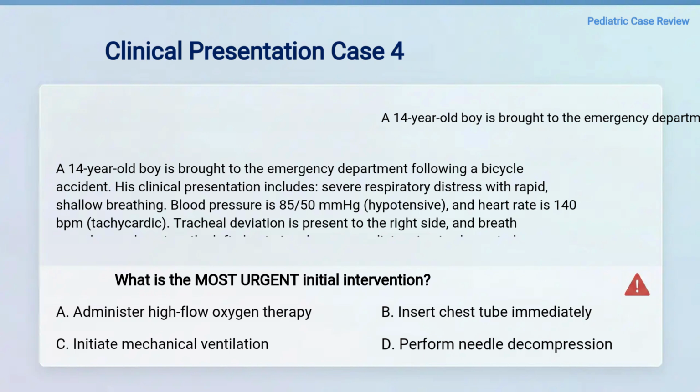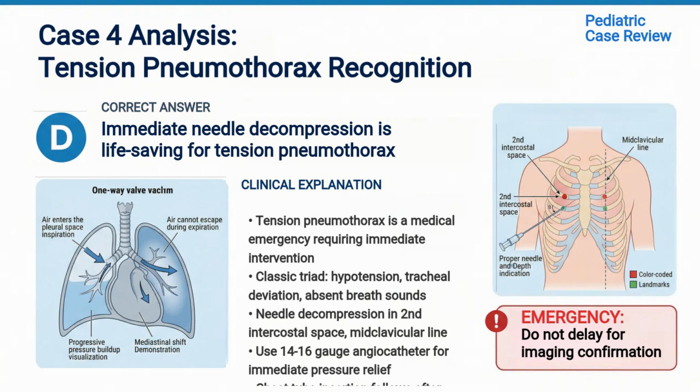Option A. Administer high-flow oxygen therapy. Option B. Insert chest tube immediately. Option C. Initiate mechanical ventilation. Option D. Perform needle decompression. The correct answer is option D. Immediate needle decompression. This patient has tension pneumothorax, a life-threatening emergency.